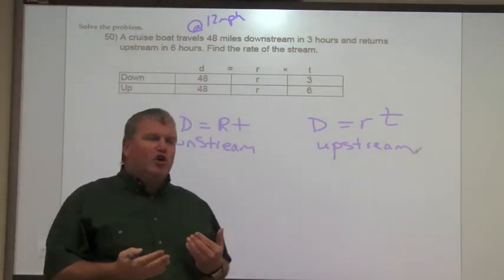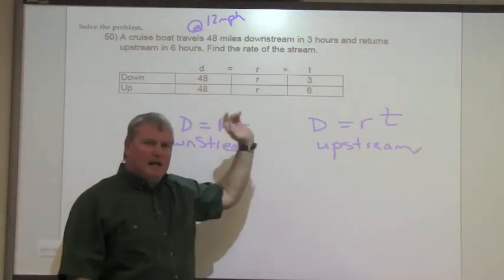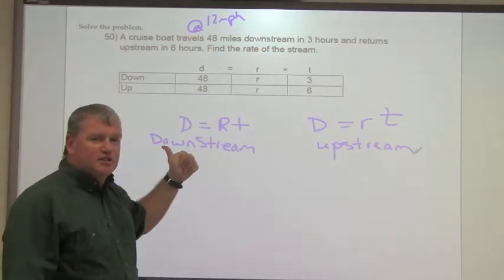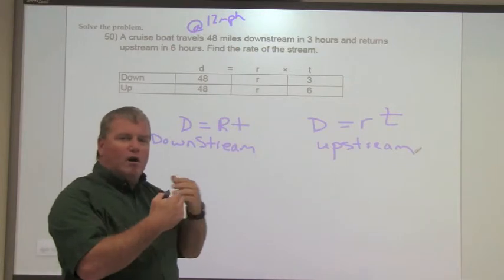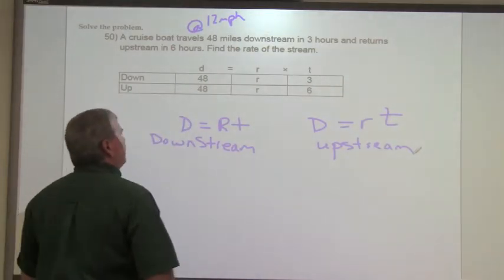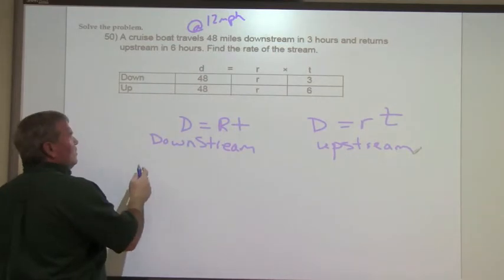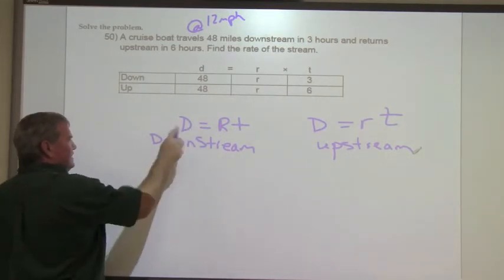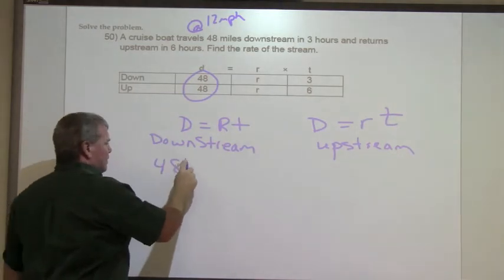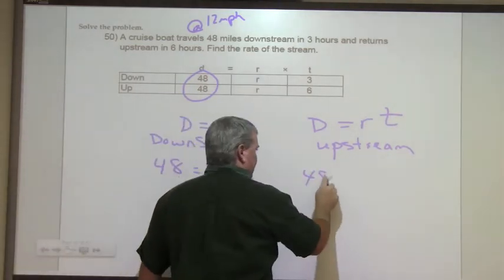Well, it's got to have a current because it took 3 hours to get downstream, but 6 hours to come back. So obviously there's some kind of water current going through there that creates a difference. So what we're going to do here is we're going to look here and we're going to go distance. What's the distance? Well, for both of them, it's 48. So we'll just put 48 in there.